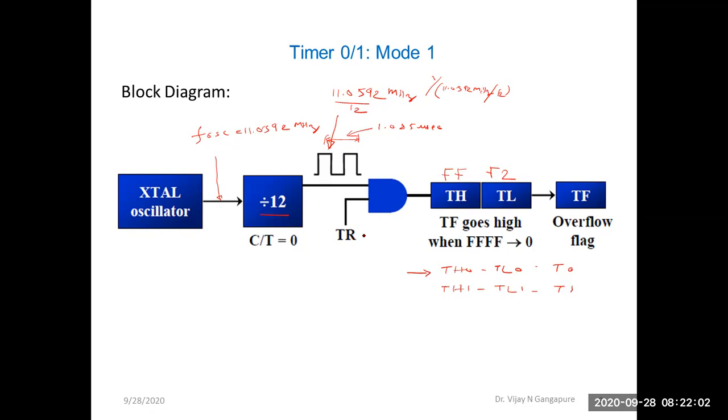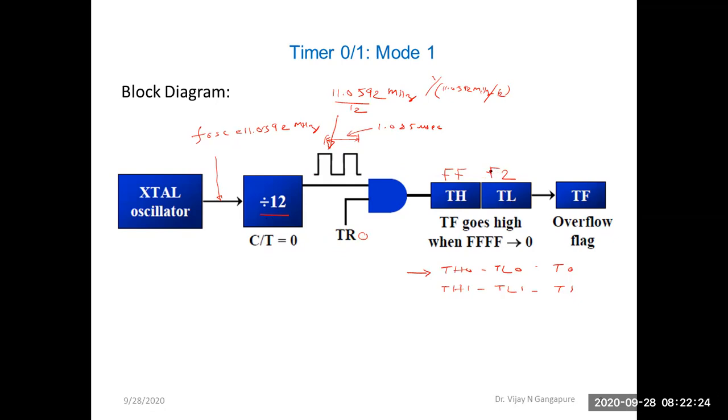Now assume this is TR0, and this is the CT bit from TMOD, of timer 0, since we are assuming timer 0. Now, as in the steps given, these TH and TL are loaded with the initial value.